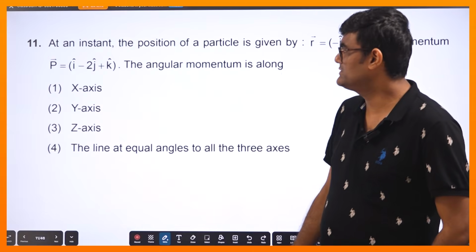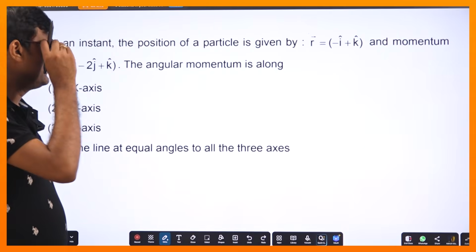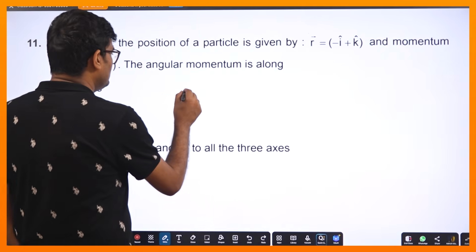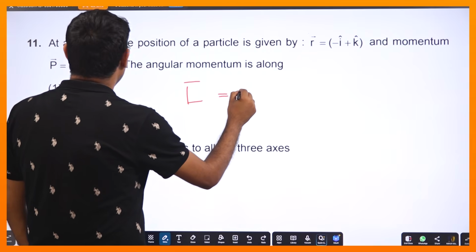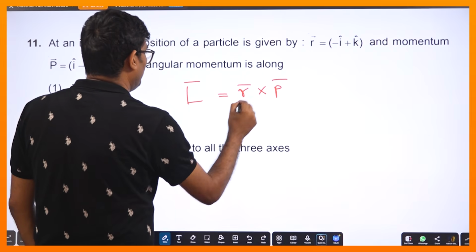Moving to the next question. At an instant, the position of a particle is given and the momentum is given. What is the angular momentum? That's a very direct question. You just find the angular momentum. Angular momentum is r cross p, right? R vector cross p vector.